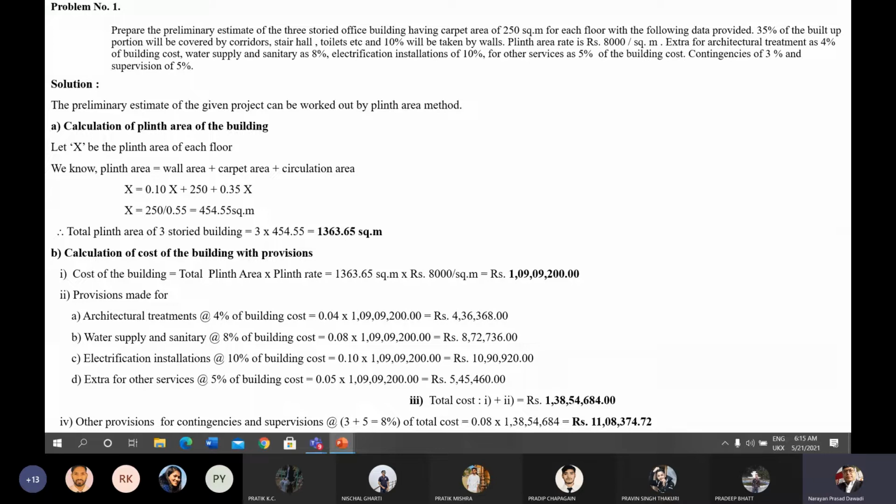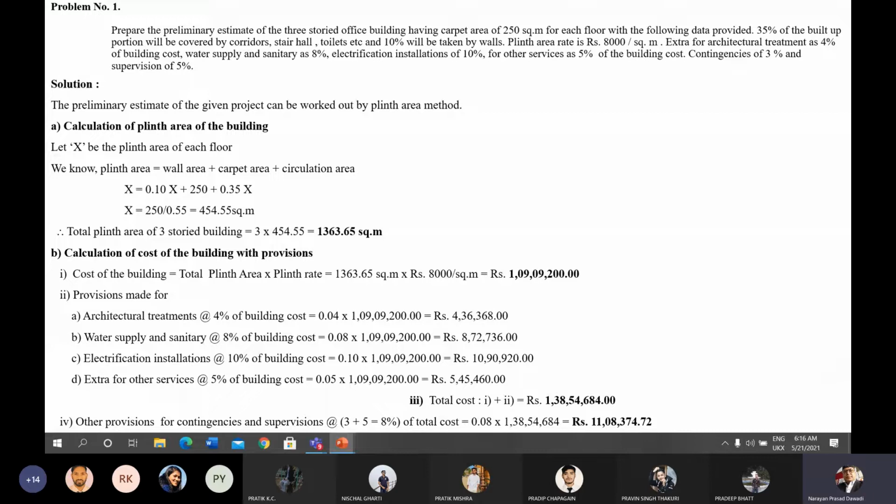In the solution, first of all you must look at the question and don't look at other things. First you look at the rate. In which unit is the rate given? The rate is given in rupees per square meter, that is, on an area basis. Per square meter rate is given.